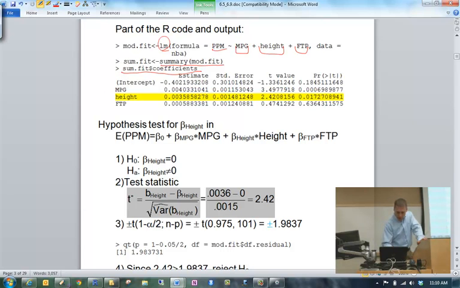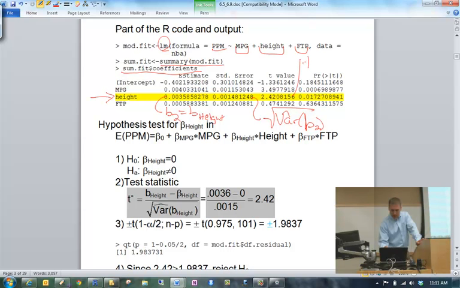Okay, so let's focus on height. Here is B2, or you could say equivalently, because sometimes this is more descriptive, B sub height. Here is the square root of the estimated variance of B2. Here's my corresponding t star, and then the corresponding p-value. These are all located in the same places that we would expect from what we saw in Chapter 2.